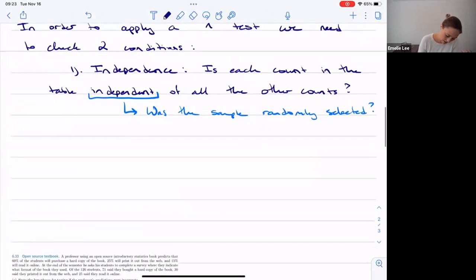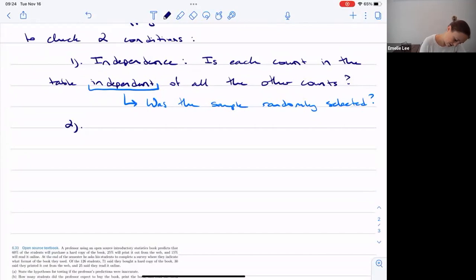So the second condition, and this is kind of the main one, is the sample size condition, or what did I call it? I had little notes here. I called it the sample size. I'm on a roll here. All right, so the sample size condition.